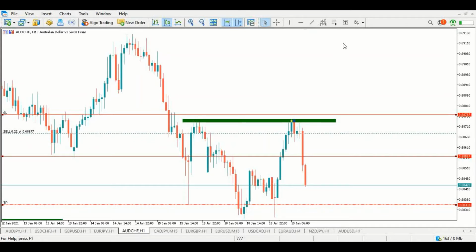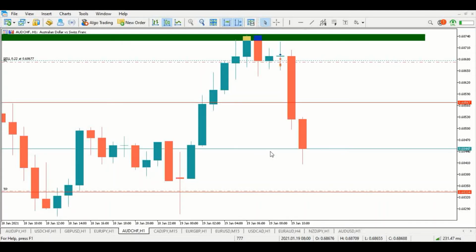Okay guys, back at it. So this is the trade, AudChf. I was not necessarily in front of the charts when this whole down move happened, so I was not there to break even, but here I am right now. So I'm gonna be breaking even on this trade. So yeah guys, I was able to break even on this trade.